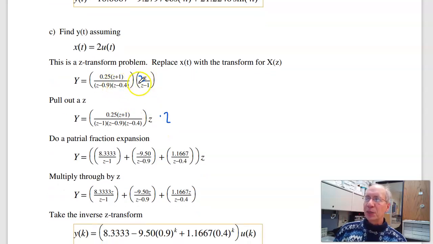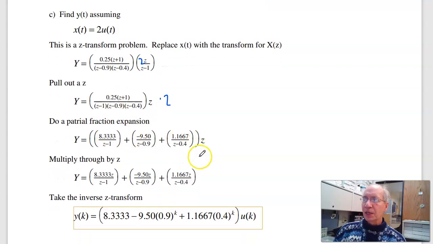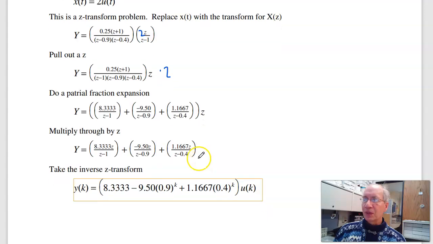This isn't in my table, so let's do partial fractions. I'm going to pull a z outside. Now do partial fractions on the inside. Multiply through by z. Take the inverse z transform. There's the DC term, 0.9 to the k, 0.4 to the k, and I forgot a 2. So the answer should actually be double that.